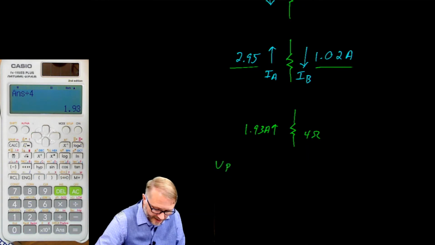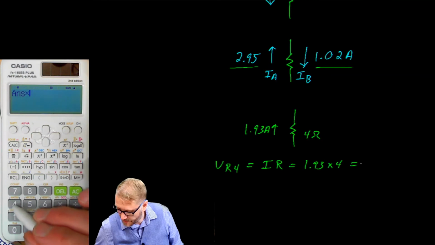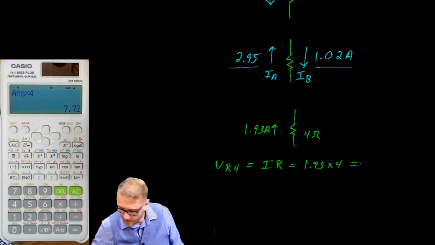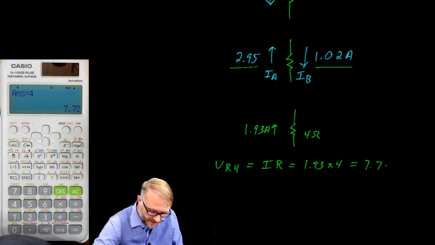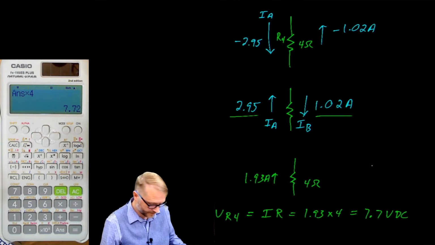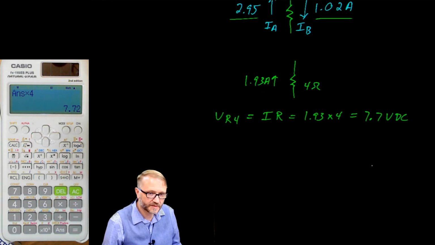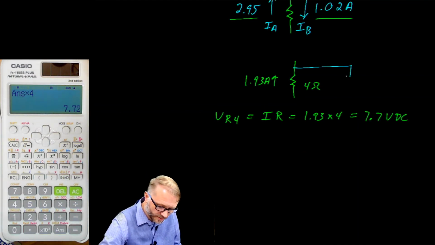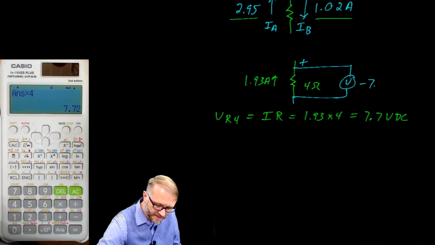If that's true, we can calculate the voltage on R4 as current times resistance. So that's 1.93 by 4, which gives us 7.7 volts DC. If you want to be really fussy, we have to talk about whether that's a positive or a negative. So if we connected our voltmeter up this way with our red wire here, this is going to read negative 7.7 volts DC.